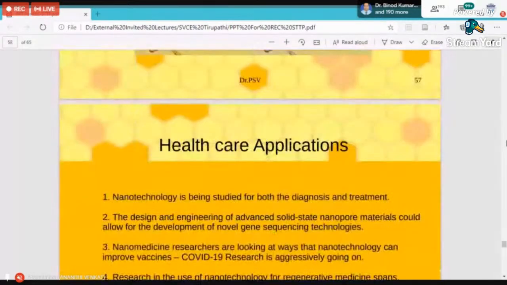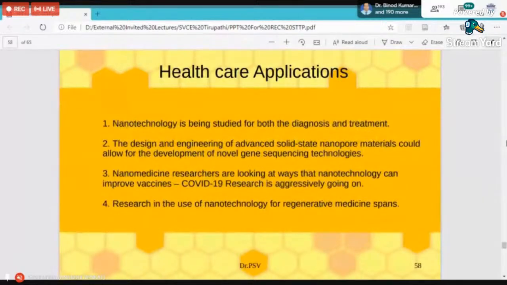Now, come to the healthcare application. How is the healthcare application being approached? Nanotechnology is being studied for both diagnosis and treatment. In both ways nanotechnology is being utilized. The design and engineering of advanced solid-state nanopore materials allow the development of novel gene sequencing. If the gene has to be sequenced, novel gene sequencing technology is being introduced in healthcare, which aligns the characteristics of the parents.